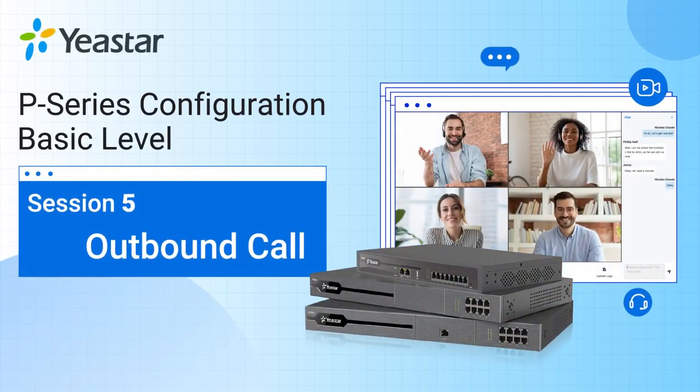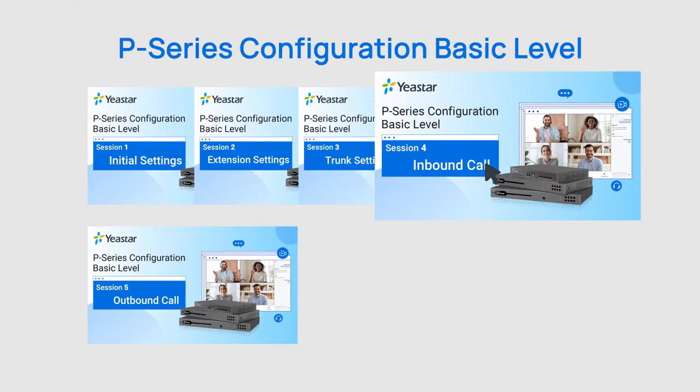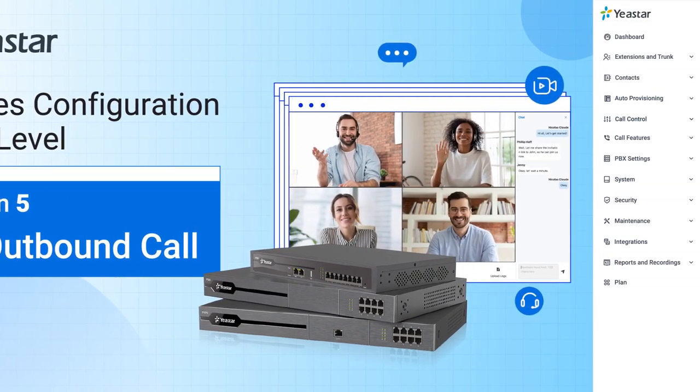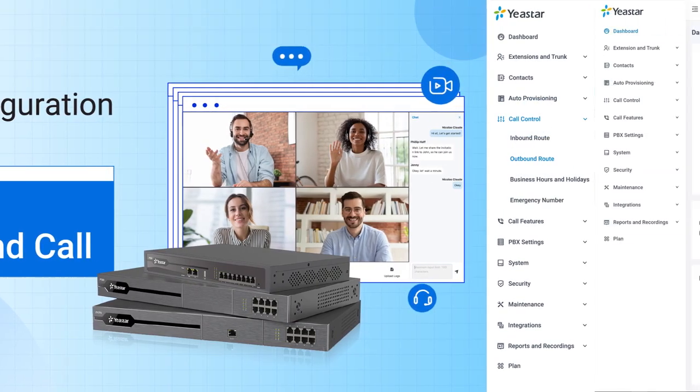This is another video of Yeastar Series PBX basic level configuration. In the previous video, we've already talked about how to set up the inbound routes. So our PBX can handle incoming phone calls through certain trunks. Now let's focus on the other way around. We're gonna build outbound routes to define the rules of extension users to make external outbound phone calls.